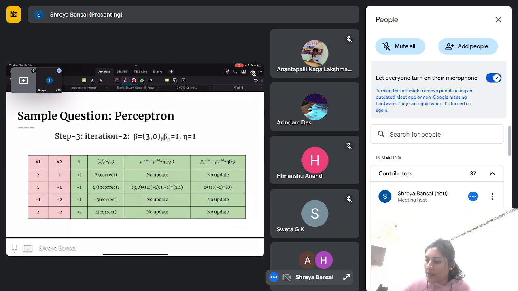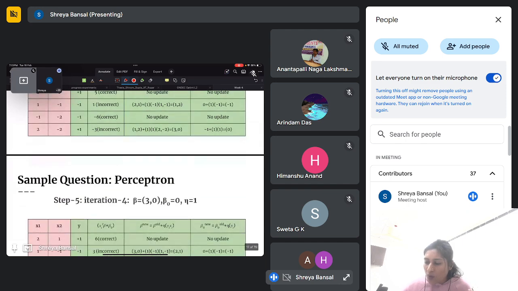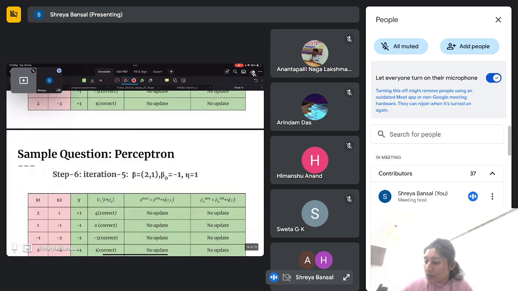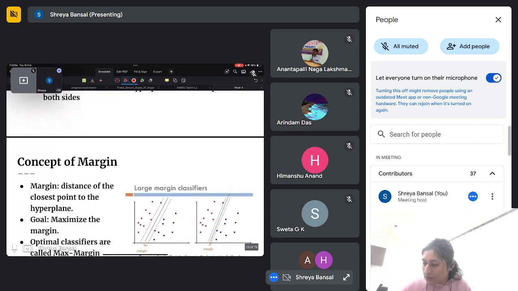Same process. Maybe the value will be updated or not. So these many iterations will go on, and I have chosen to update each and every point so that I can give you an idea of these iterations. You can have more variation in these iterations. So look at the final.